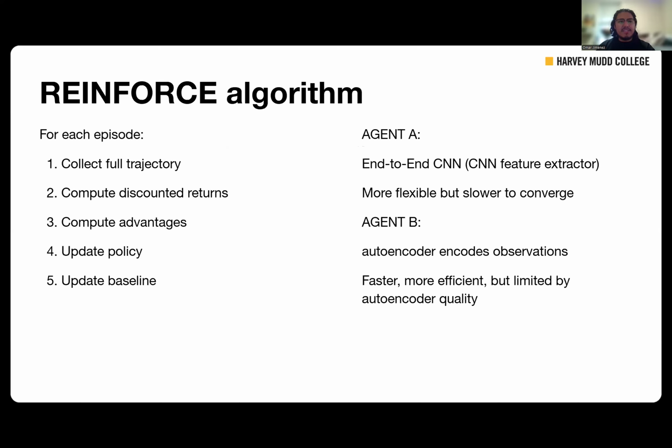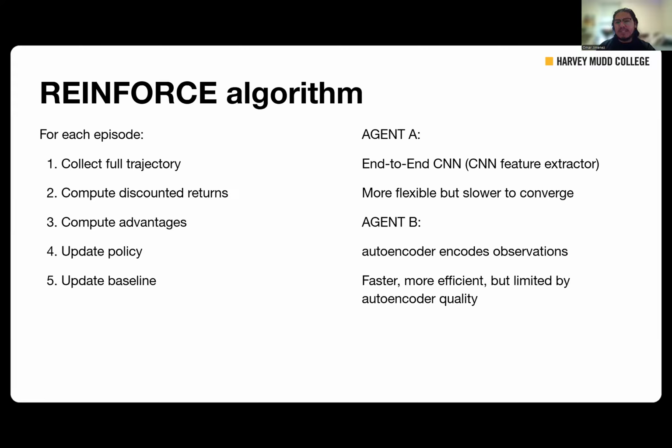So just to reiterate, the REINFORCE algorithm that I will be using is a Monte Carlo policy gradient adapted for continuous control. As a little recap, for each episode the algorithm collects the entire trajectory from its current state, then computes discounted returns and advantages to then update its policy and its baseline, the policy being how it's going to act in the future.